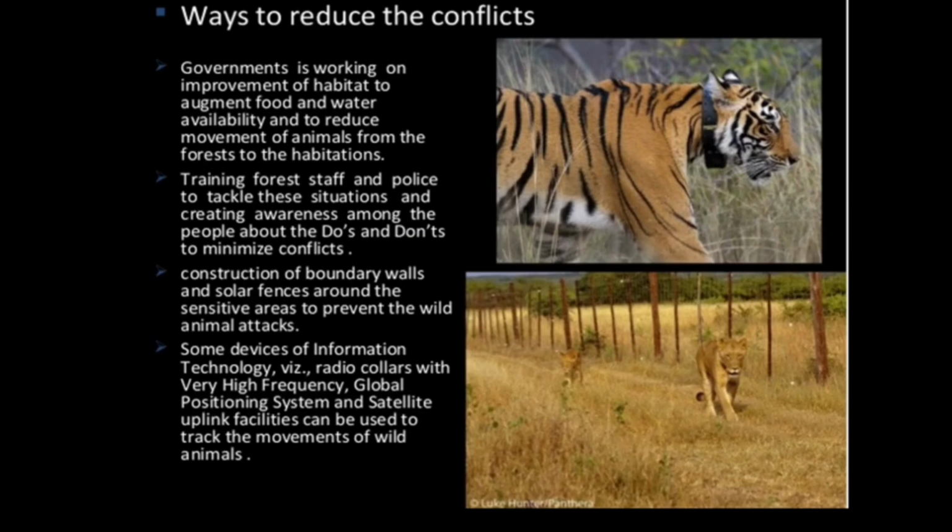Some devices of information technology, such as radio collars with very high frequency, global positioning system, and satellite uplink facilities, can be used to track the movements of wild animals.